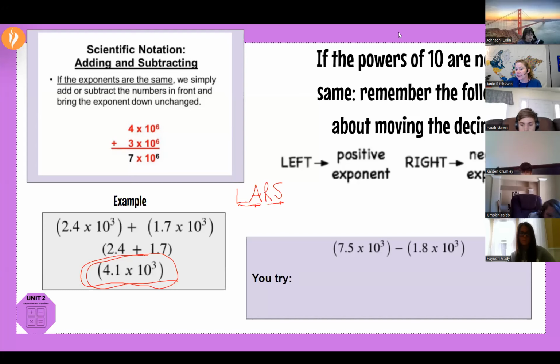Everyone add these. I'm sorry, this is actually a subtraction problem, but the rules are the same. Everyone subtract these, just like I showed you. Since the exponents are the same, you're literally subtracting these two first numbers. And then 10 to the third power is part of the answer.